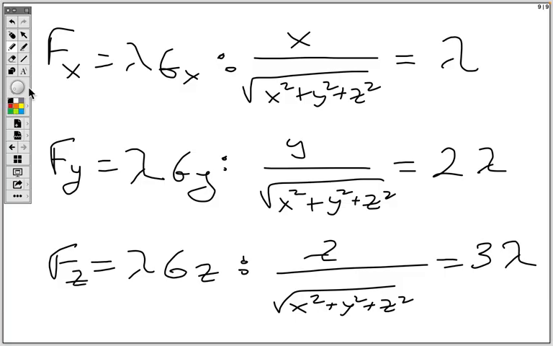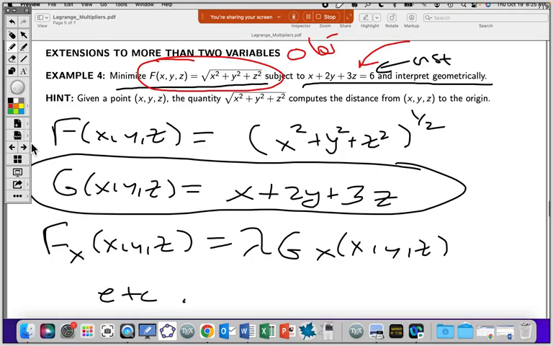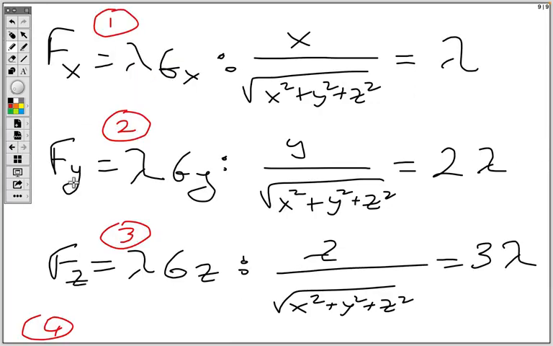So we can think of this as being equation 1, equation 2, equation 3, and then equation 4 is always just the constraint equation: x plus 2y plus 3z is 6. All right, so those are our 4 equations we've got to work with. And what we're looking for is a solution to that system. So we need to find x, y, z, and lambda that make all these equations true.